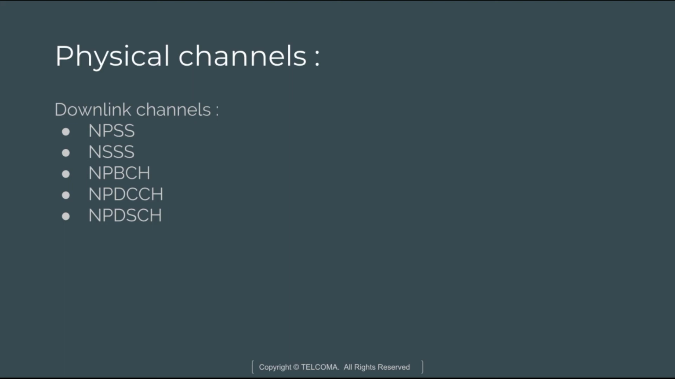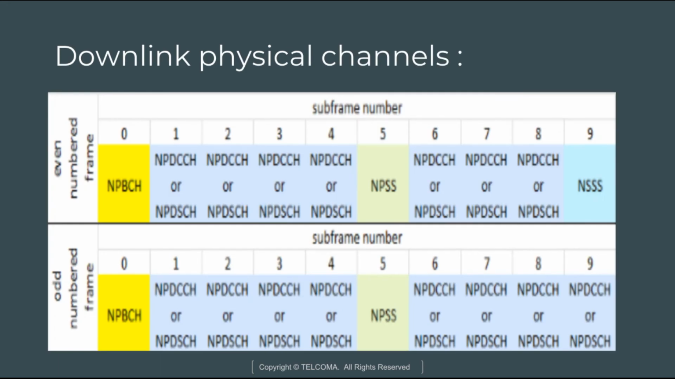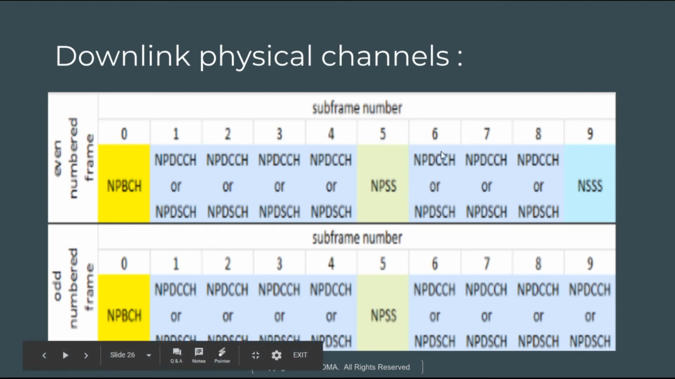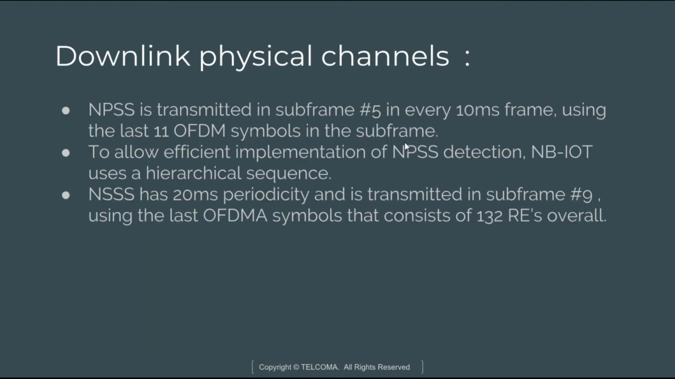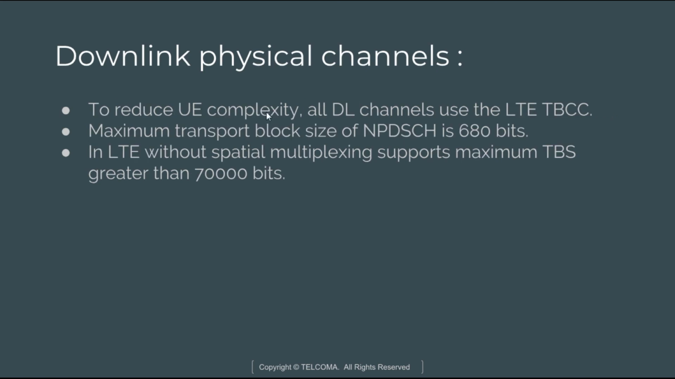To reduce UE complexity, all downlink channels use the LTE TBCC, which is tail-biting convolutional code. The maximum transport block size is 680 bits, compared to LTE, which is 70,000 bits. So this is the downlink physical channel hierarchy. We can see NPSS in subframe 5, NPBCH in subframe 0, and NSSS in subframe 9. The rest are different subframes.